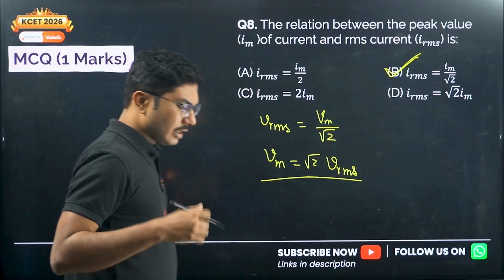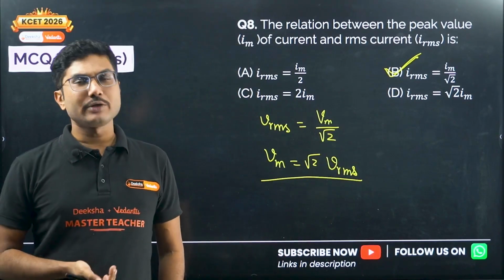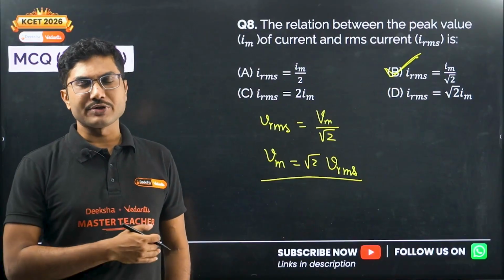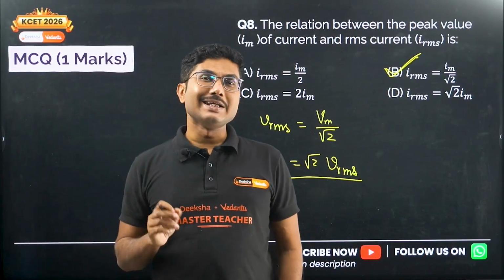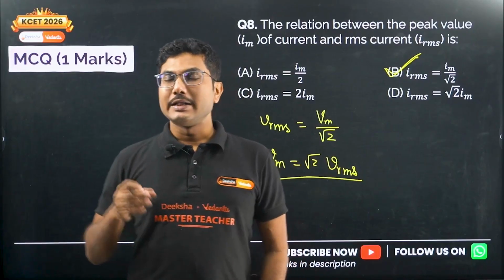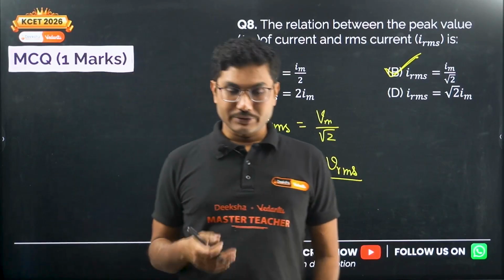Generally in our society we use a 220 volt power supply, right? 220 volt 50 hertz is the domestic power supply. The 220 volt that we use is basically the RMS voltage. The peak voltage is higher than that. That's why it is more dangerous.